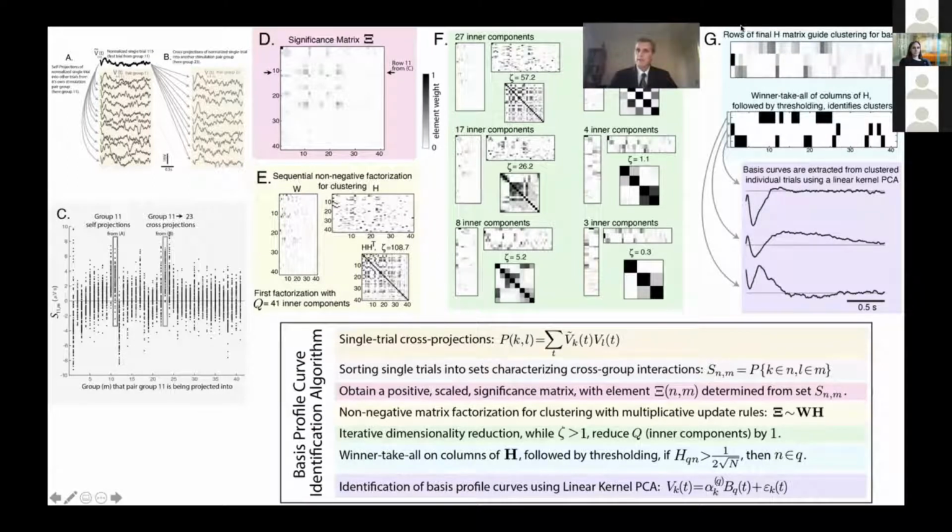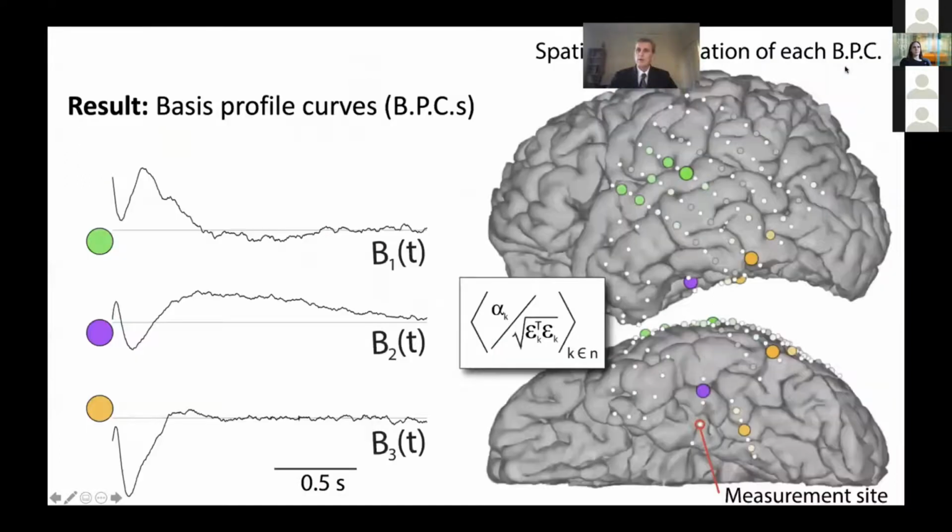So we look at the final matrix that's generated in this non-negative matrix factorization, which here was reduced to 3 rows, and the elements of each row tell us what stimulation groups are similar to one another. And then we use something called linear kernel PCA to extract canonical shapes from sets of stimulation groups that are clustered with one another. And that process is what we call basis profile curve identification.